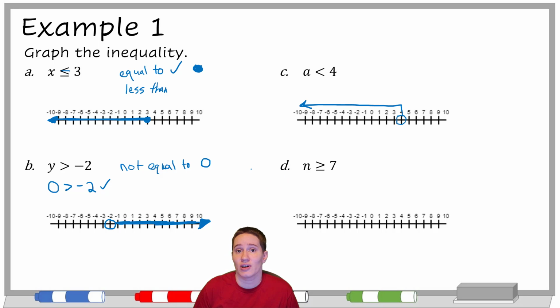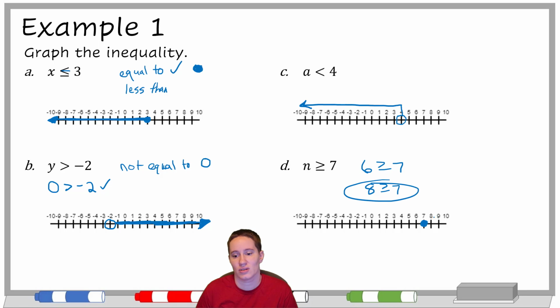This last one, D. If you got the hang of this, try this ahead of me, right? So n is greater than or equal to 7, so I think, okay, it is equal to, so I'm going to put a filled in circle at 7. And then it's greater than, so I think, okay, what numbers are greater than or equal to 7? Is it numbers like 6 or is it numbers like 8? We can really just think right next to the number and say, okay, which one of these situations is greater? Is it that 6 is greater than or equal to 7, or is it that 8 is greater than or equal to 7? Well, 8's greater than or equal to 7, so I'm going to shade to the right.